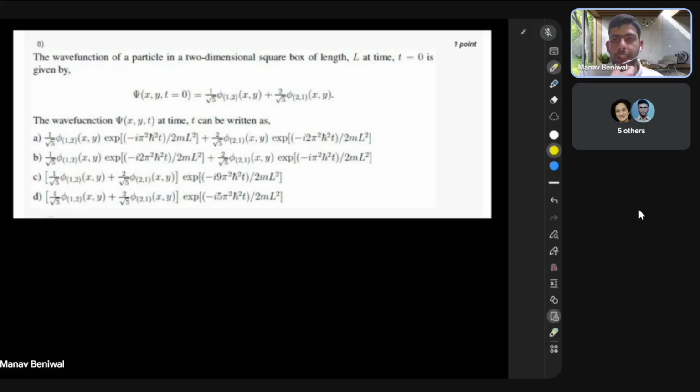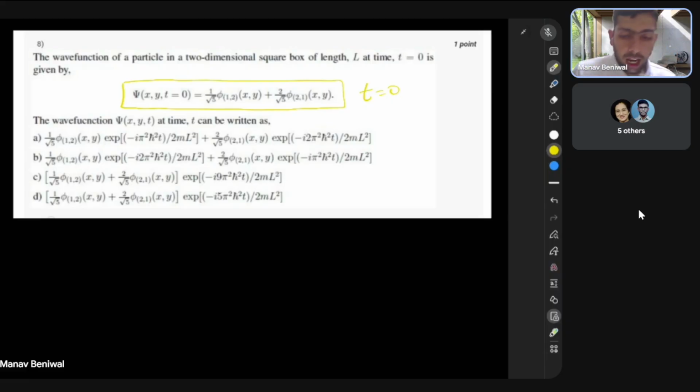Right. So again, this time it is given that the system is a two-dimensional square box of length L, and time is t equals 0. So our wave function is defined at t equals 0. This is our wave function at t equals 0. And what they are asking is, what will be this wave function at any time t?